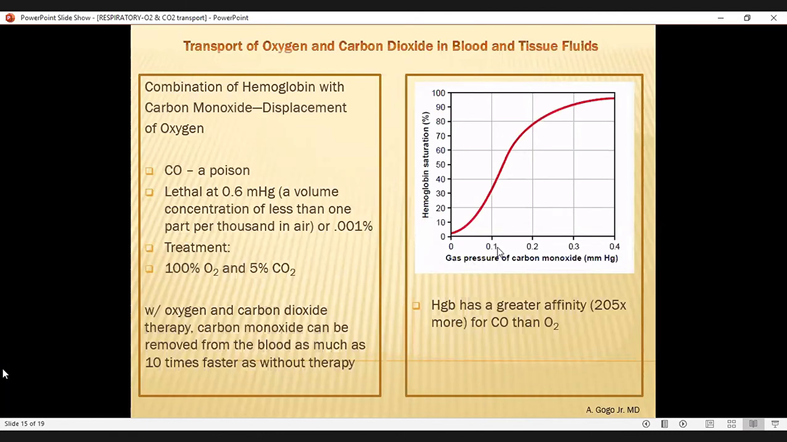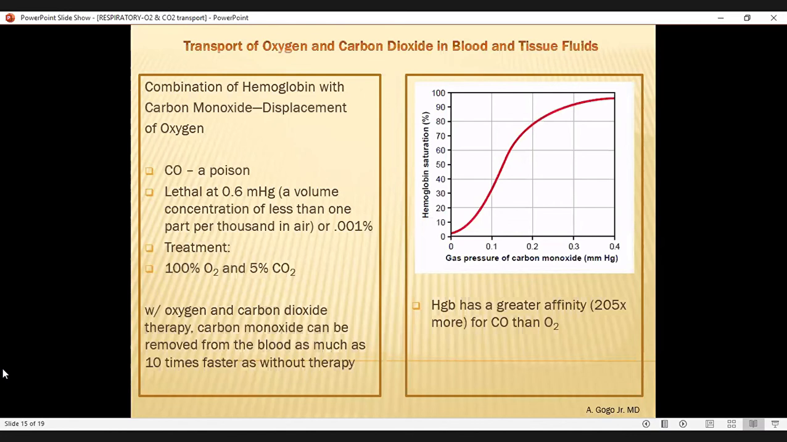A very minimal amount. Just try to look at this graph. 0.1, okay. Imagine a gas pressure of 0.1, it already has 20, 30 hemoglobin saturation. With 0.4, it already has 97 saturation. Okay? How much more if it is 0.6? It is already lethal, 100%. So oxygen will not be released.